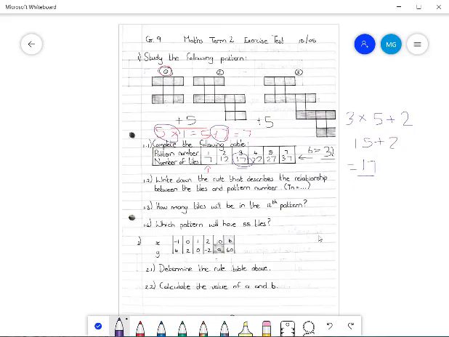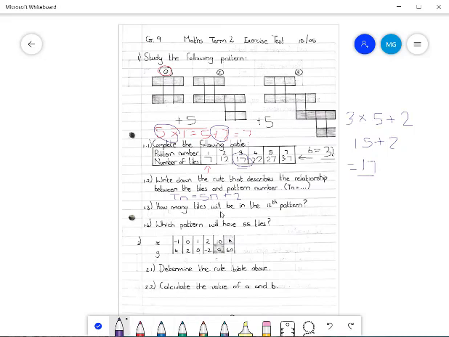Okay, so if you want to write this down, you would say term n, or the nth term, equals 5 times n. So you multiply the term number with 5. The term numbers are this 1, 2, 3. And then you add 2. And that's your rule. Every time, now you can go work out 1.2.